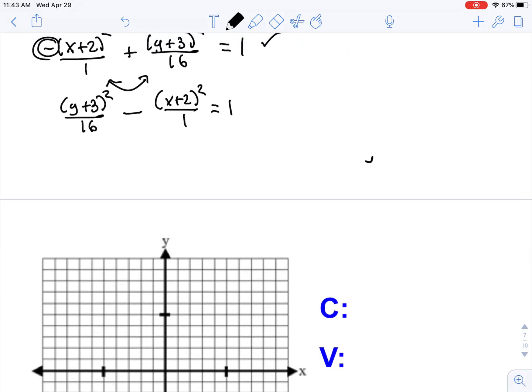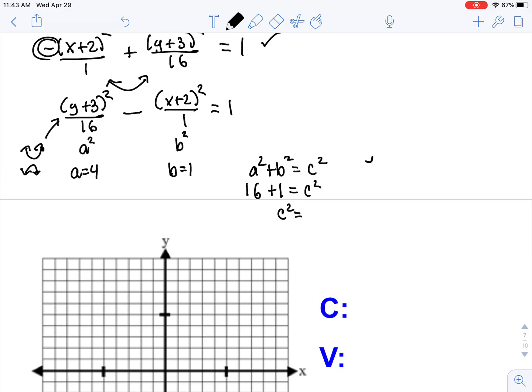Some things that you want to think about with this equation right away. Since the y comes first, we know that these branches are opening up or down. This is my a squared, this is my b squared. So my a value is 4, my b value is 1. Using the a squared and b squared, I can quickly get my c squared. 16 plus 1, which means that c is the square root of 17, and the square root of 17 is around 4.1. Okay, so we've got a lot of key information here.